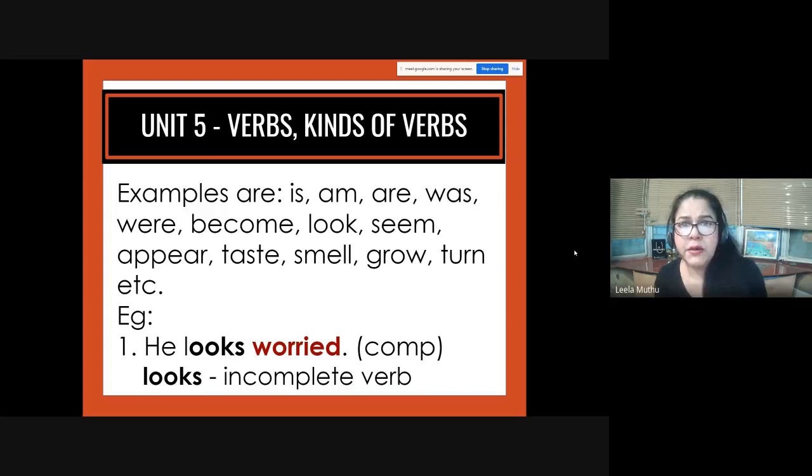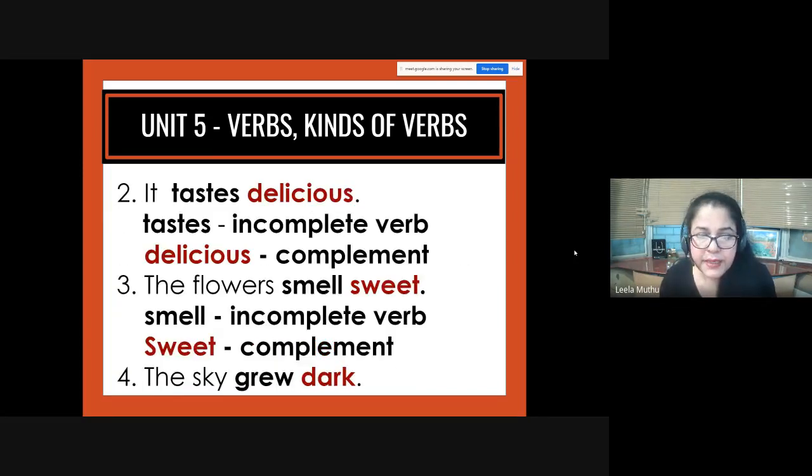He looks what? Worried. It's answering what? But it's not a noun, it's not a pronoun, it is a complement. So looks is an incomplete verb. It tastes delicious, you have to add. Delicious is the complement, tastes is the incomplete verb. Okay, the flowers smell. I have to add sweet to it or bad or whatever for it to make complete sense. By just saying the flowers smell, it is incomplete. Smell is an incomplete verb.